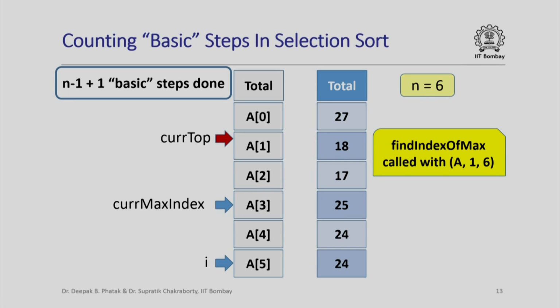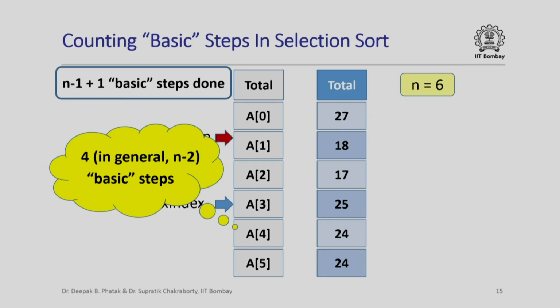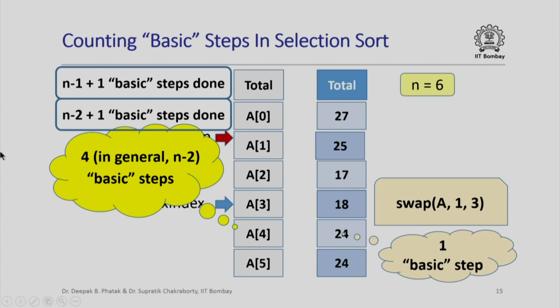Once again, how many basic steps did I execute? I had to execute a basic step which is comparing two array elements and updating current max index if necessary when I was here, here, here and here. So there were 4 basic steps. In general, if this array was of size n, in the second iteration of the main selection sort loop, I would execute n minus 2 basic steps. And of course after that we need to swap, so that swap consumes one more basic step, and so now I have n minus 2 plus 1 basic steps.